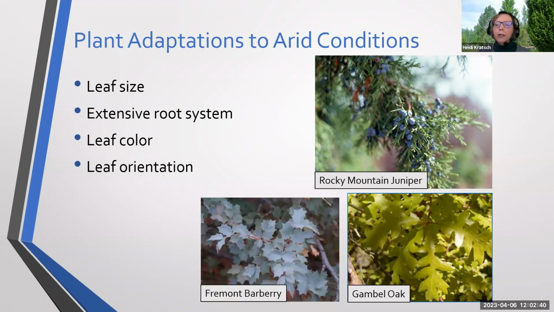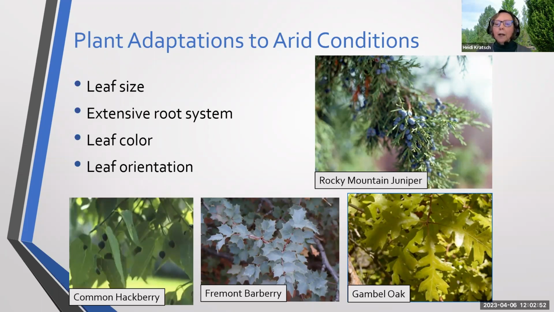The blue colored leaves of Fremont barberry reflect high energy solar radiation away from the leaves, which reduces the leaf temperature and therefore water loss. And common hackberry adopts a vertical leaf orientation, which minimizes exposure of the leaves to wind and direct midday sun, which also reduces water loss. And so you can look for these kinds of characteristics when you're selecting trees.